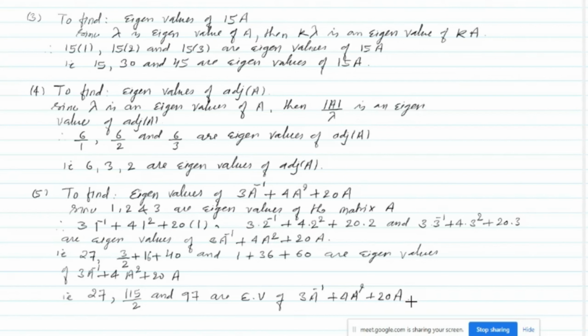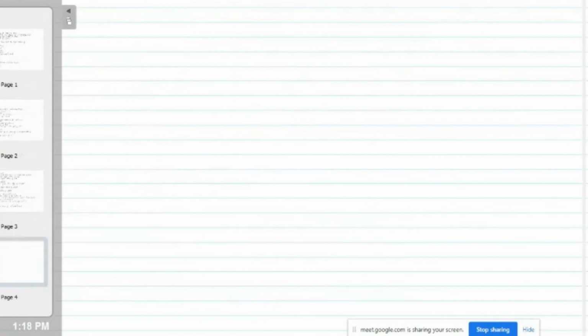I hope you understood how to find the eigenvalues of the given matrix by using properties of eigenvalues. First of all, we have to find the eigenvalues of the given matrix, then apply the properties of eigenvalues. Very simple, it was easy. Let us move to the next page.